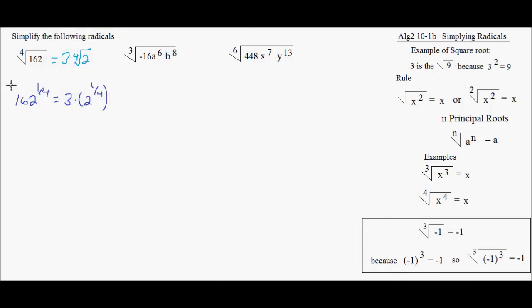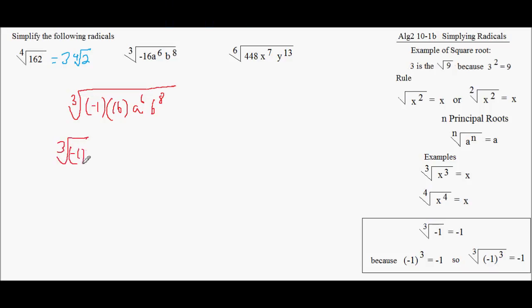Okay, so now let's see what else. I'm going to take the third root of -1 times 16 times a to the 6th, b to the 8th. So this is the third root of negative 1, and I'm going to make that negative 1 to the third, because I have to do something with that negative. If I make it negative 1 to the third, I've eliminated my working with it.